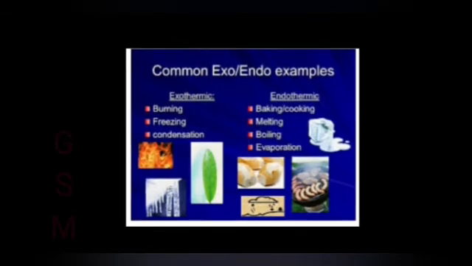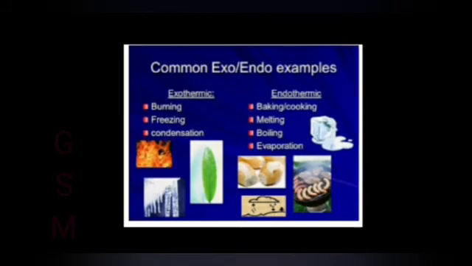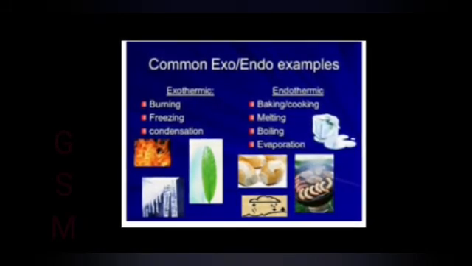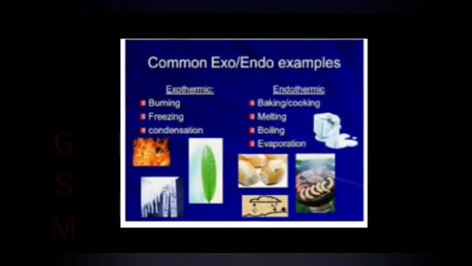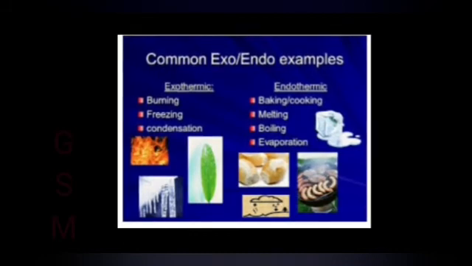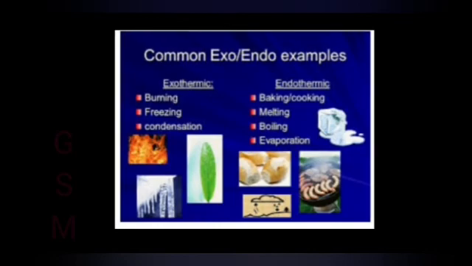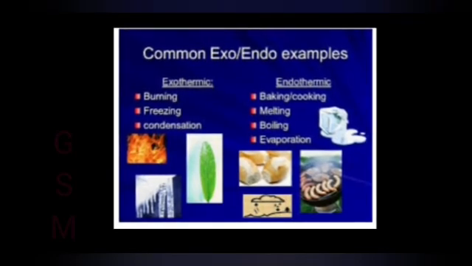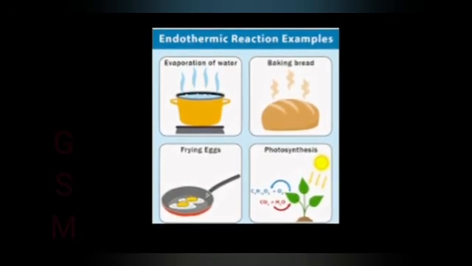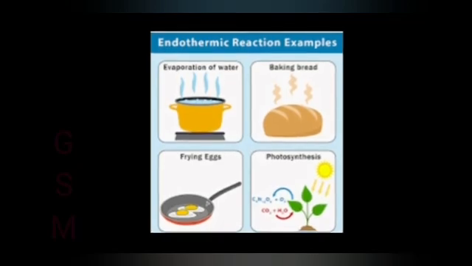Look at this. I will give you some common examples of exothermic and endothermic changes. Burning, freezing, and condensation are examples of exothermic changes. It means they release or produce heat energy. And endothermic changes absorb heat energy. Baking, cooking, melting, boiling, and evaporation are examples of endothermic changes. And frying eggs is also an example of an endothermic change.